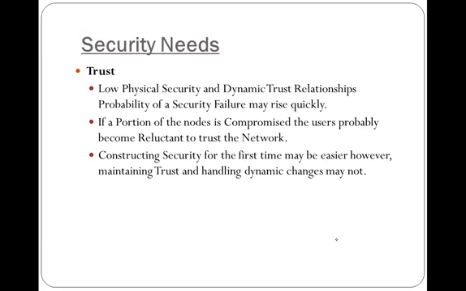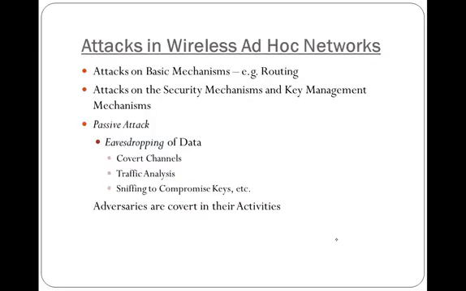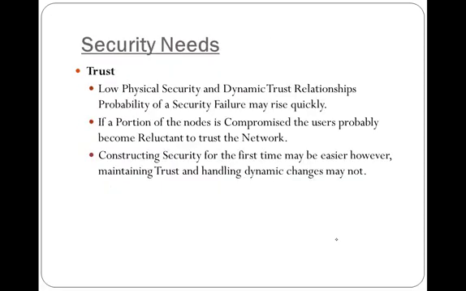Trust is another important need. As we discussed earlier, trust management is a separate research topic, which is very interesting nowadays. So with low physical security and dynamic trust relationships, the probability of a security failure may rise quickly. If a portion of the nodes is compromised, the user probably becomes reluctant to trust the network.